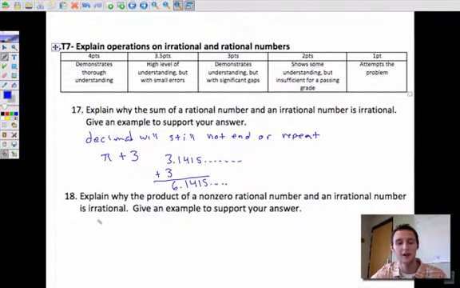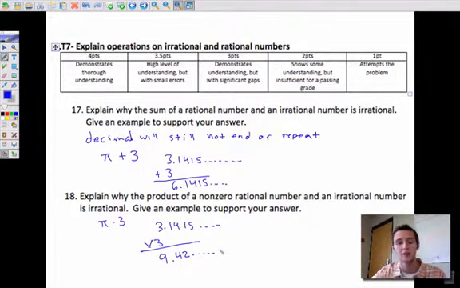Similarly, down here on number 18, explain why the product of a non-zero rational number and an irrational number is still irrational. If you want to do pi times 3, you'll have 3.1415, etc., times 3, which would make it 9.42, etc. But this decimal will still never end or repeat. You multiply each part of the decimal by this rational number 3, but it will still be never ending, never repeating, and therefore it will stay irrational.